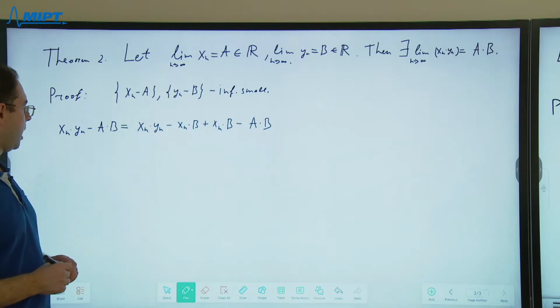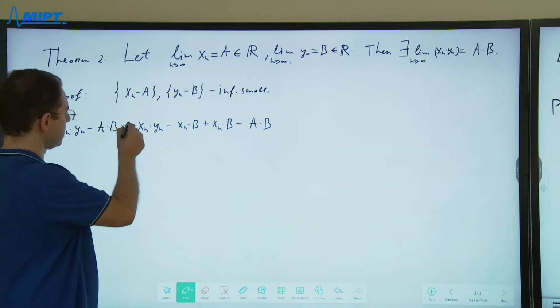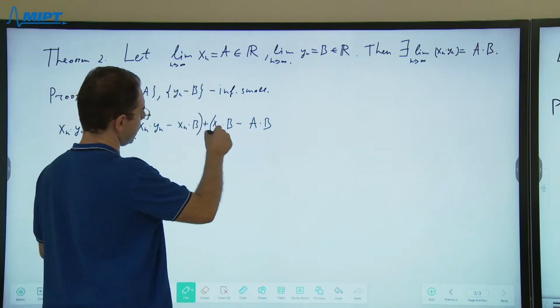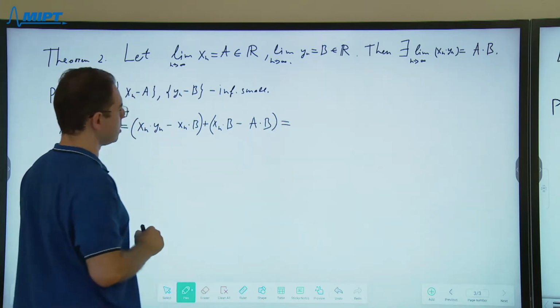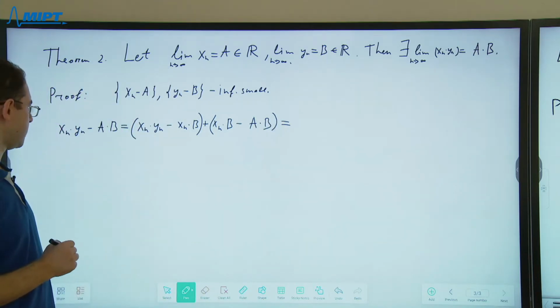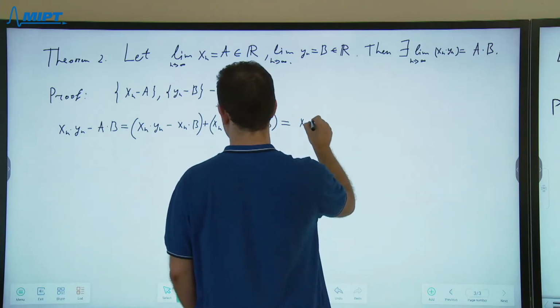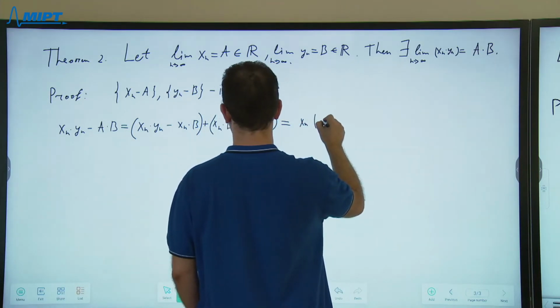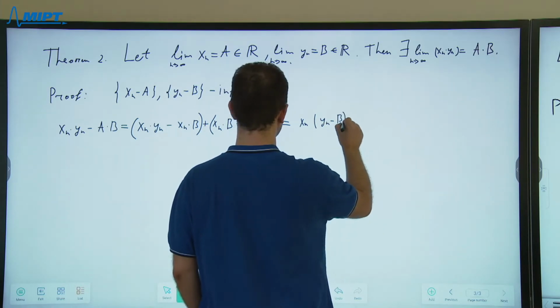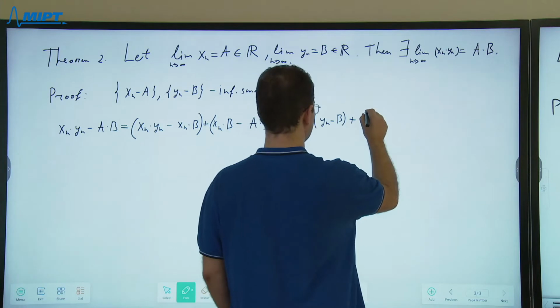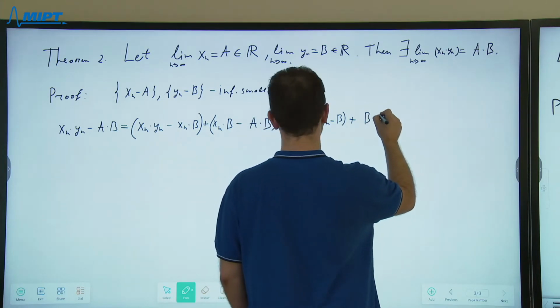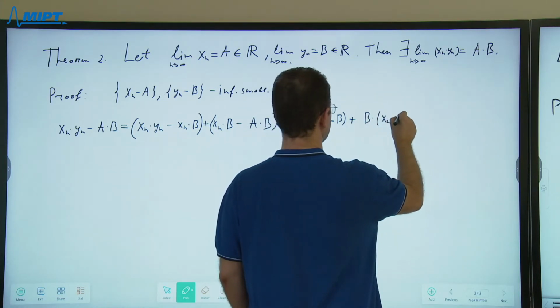Okay, but now let's put brackets like that and take common factors from those brackets. This would be xn times yn minus b plus b times xn minus a.